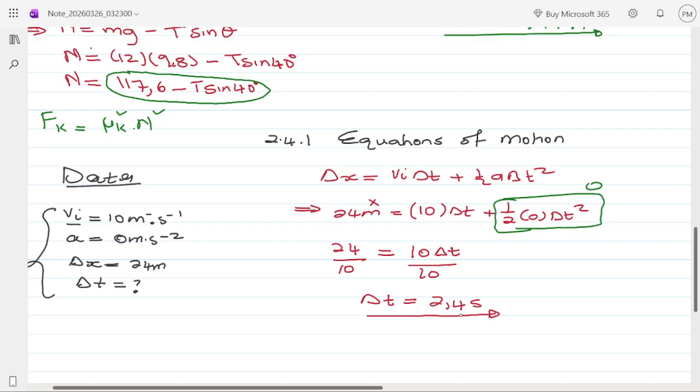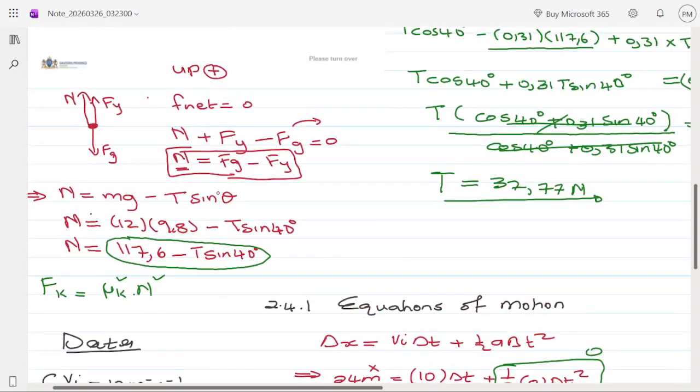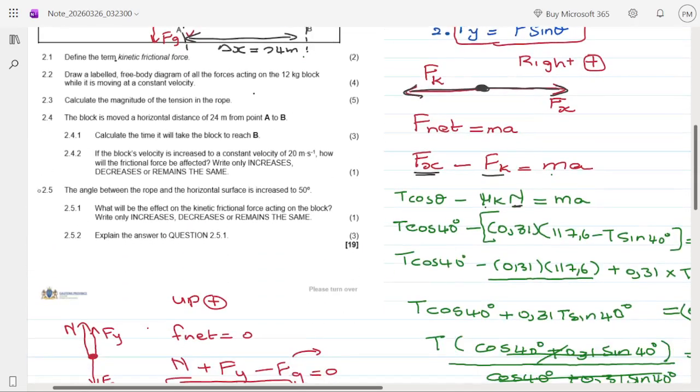Let's see what we have on the next question. 2.4.2 says that if the block's velocity is increased to a constant velocity of what? We are increasing the constant velocity to 20 meters per second. How will the frictional force be affected?